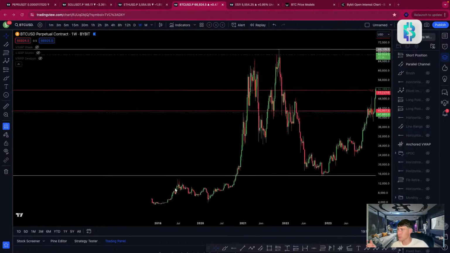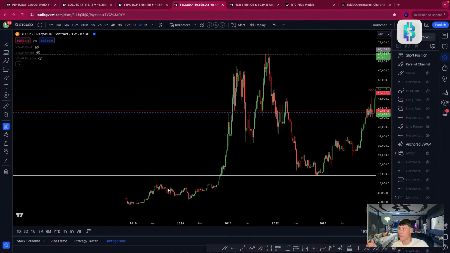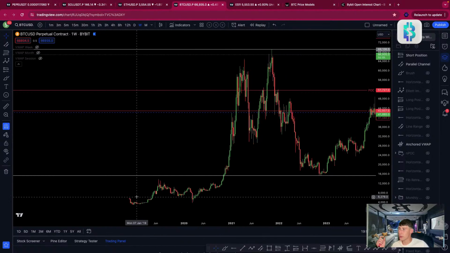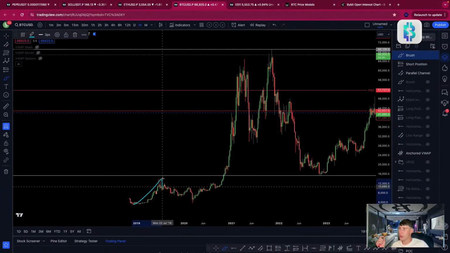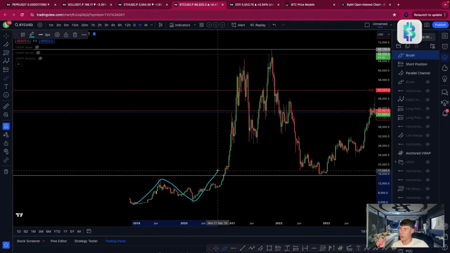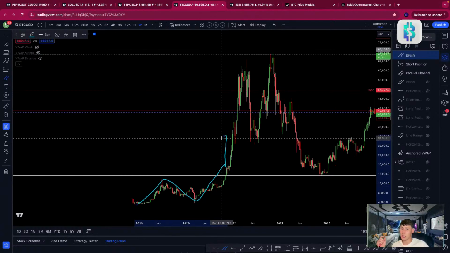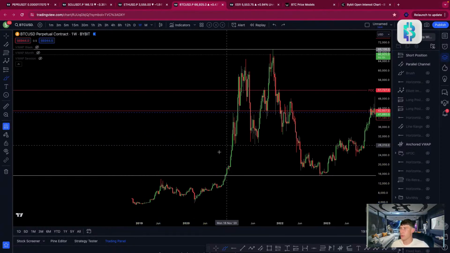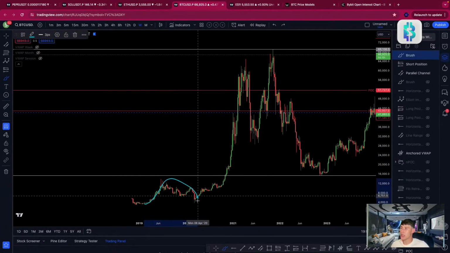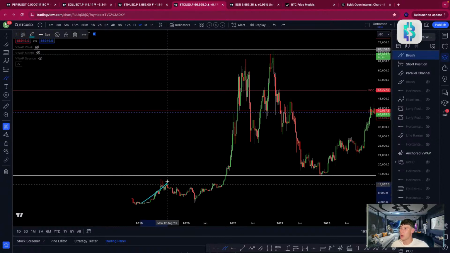We don't go that far back on the Bybit chart here, but we can clearly see we've got very bullish market structure. Let's draw that a little better. I say that and I just muck it up again.